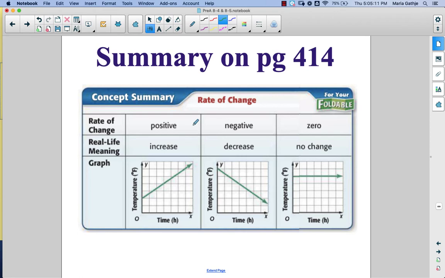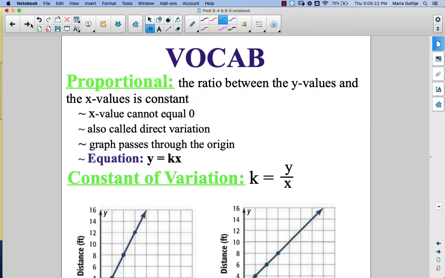Now, when we're looking at these lines, that's what we're going to start getting into for the rest of Chapter 8, is how we can use these rates of change to describe lines. The first type of line we're going to talk about is called a proportional line or a direct variation line. This happens when the ratio of x and y is constant. So, our x value then cannot be 0, because what we're talking about when we have a ratio is this fraction.